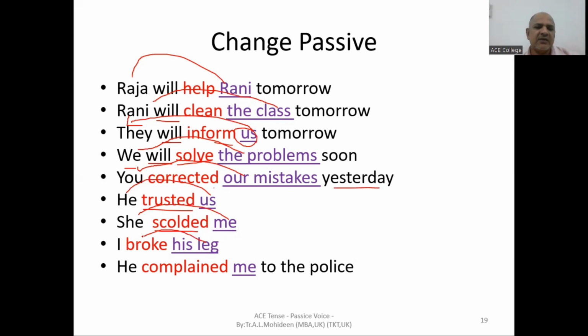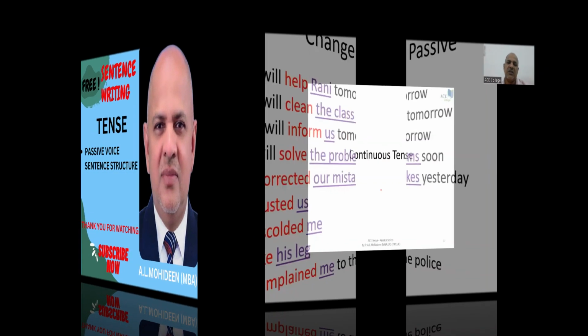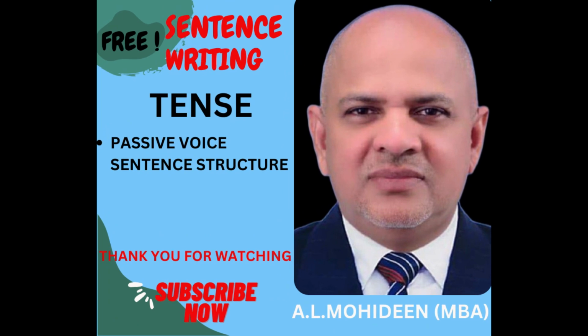Then his leg, past tense, broke. So his leg was broken by me. Because you understand now, his leg is singular, so was broken, fifth form, by me. Then me, you have to put at the beginning. So the subject now becomes the object. So I was complained by him to the police. So these are the ways you change them.